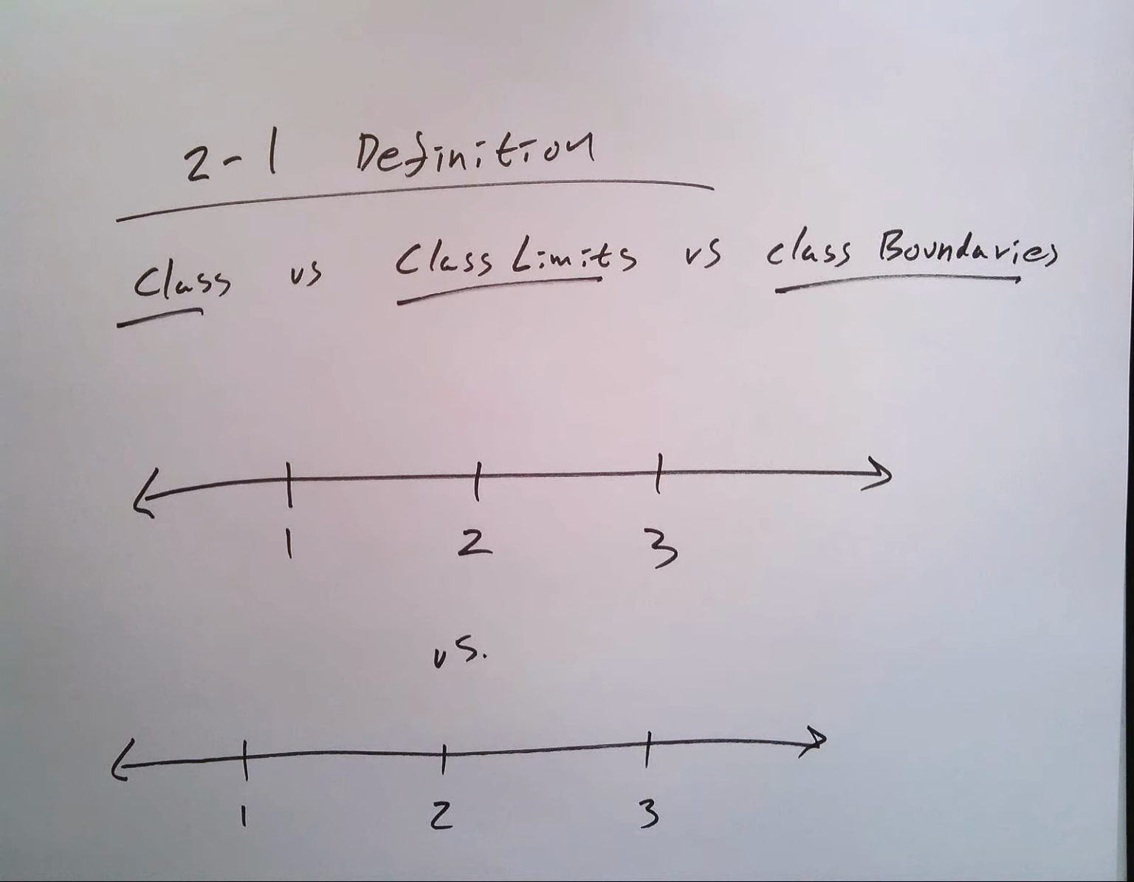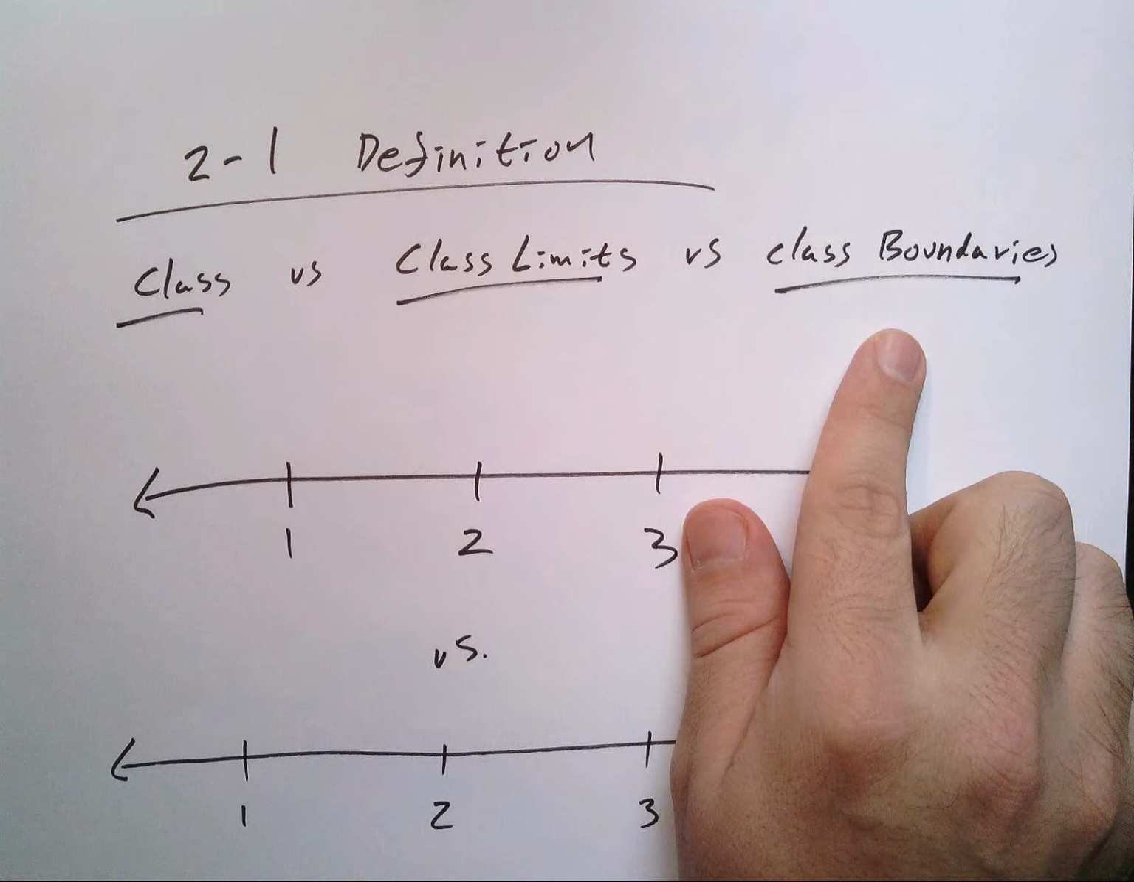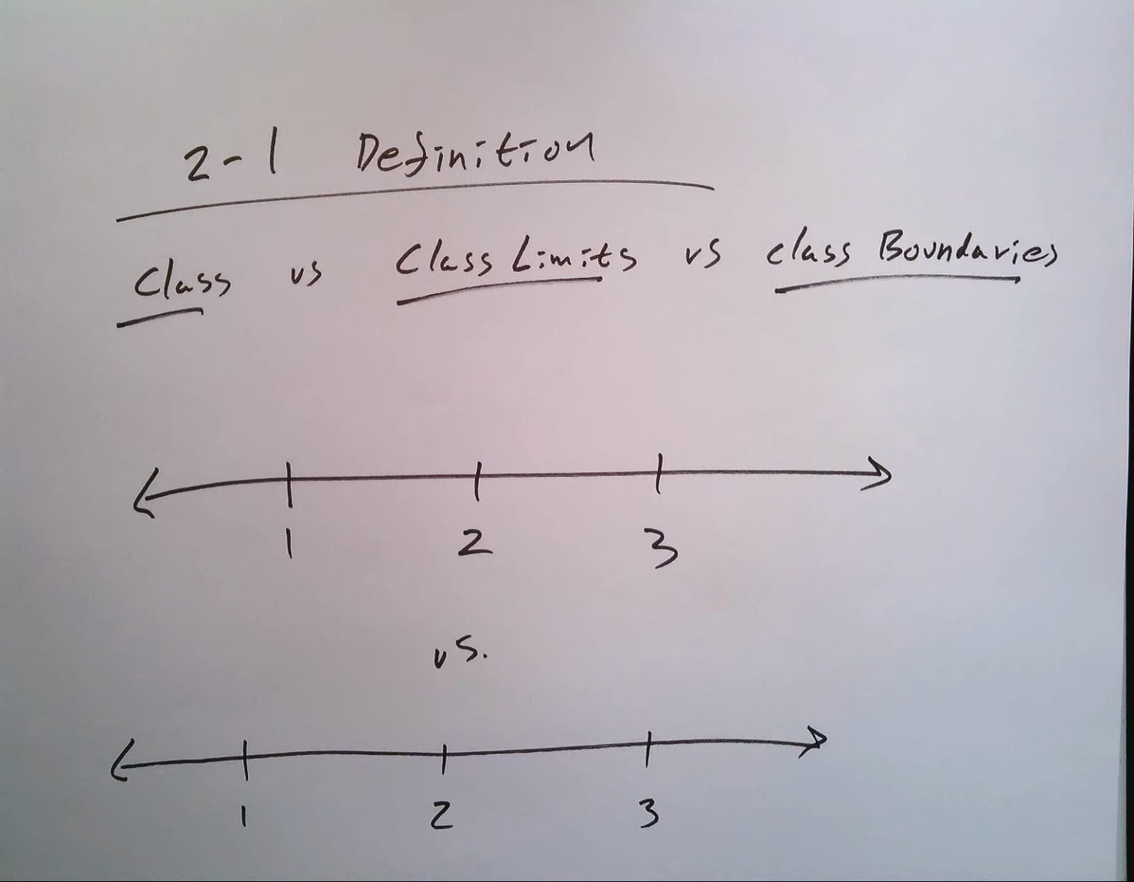Alright, this is 2.1 definitions. We're going to talk about the difference between class, class limits, versus class boundaries. Alright, in example 1, we were dealing with something that was broken up into classes, and that really works well for nominal and ordinal level data. But what happens when you start to have something that's on a scale, like height or temperature? Then you have to worry about what happens when you fall in between things.